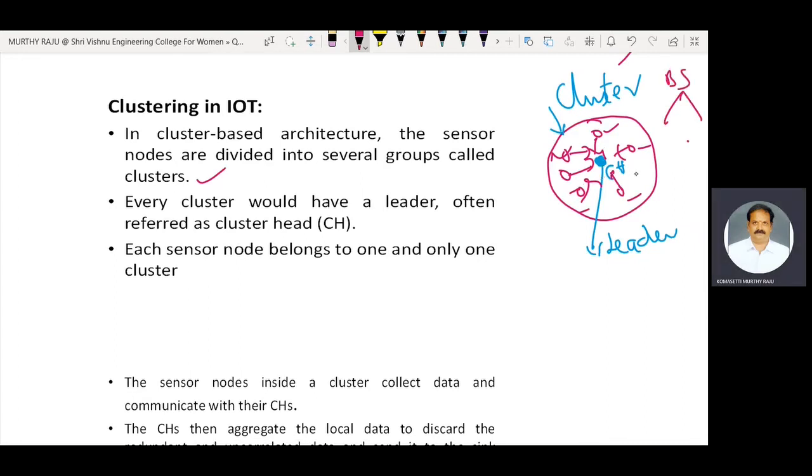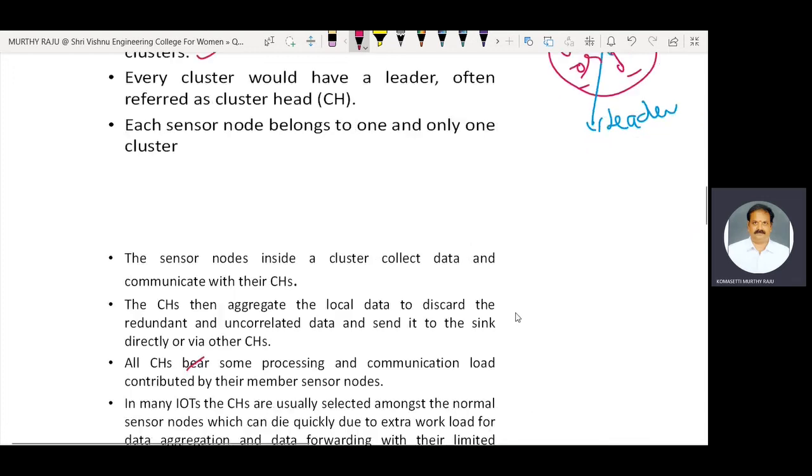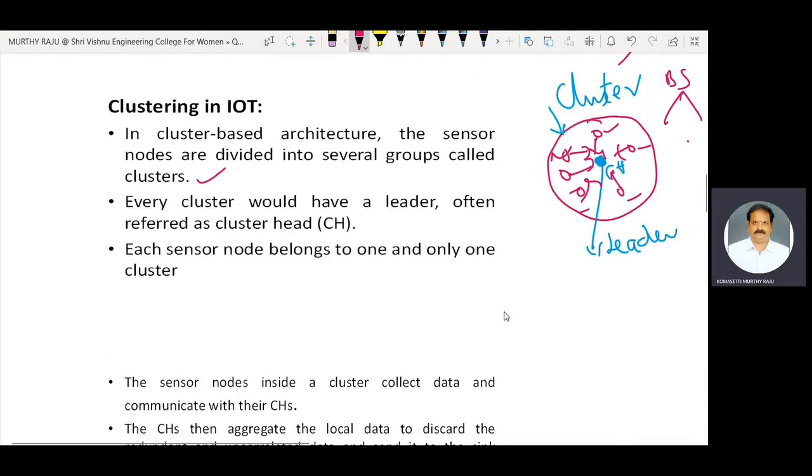This cluster head receives the data from the cluster nodes and analyzes the data. If any redundancy is there, remove the redundant data. If any uncorrelated data is there, that data is also removed. And finally, send the important data to the base station.